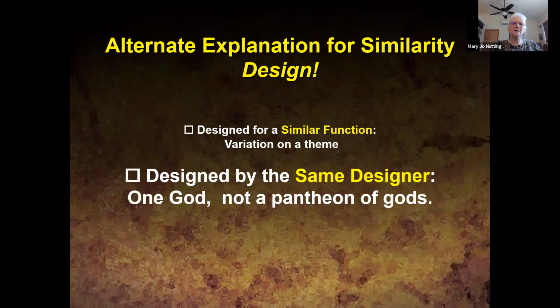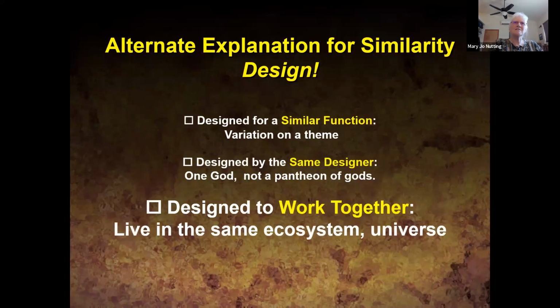Another reason why there may be that kind of similarity is they were designed by the same designer. We have one God, one creator, not a whole pantheon of gods. If there was a pantheon of gods, we might not expect that kind of similarity. Everybody would be doing what they could on their own. But this indicates we have one creator.